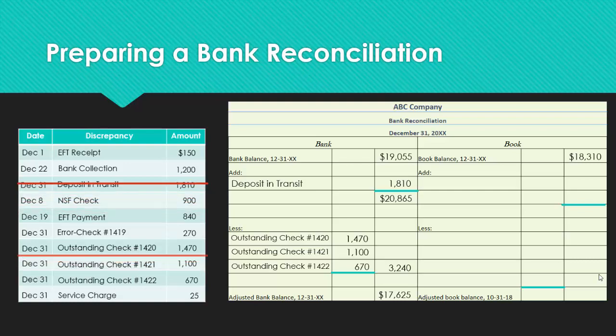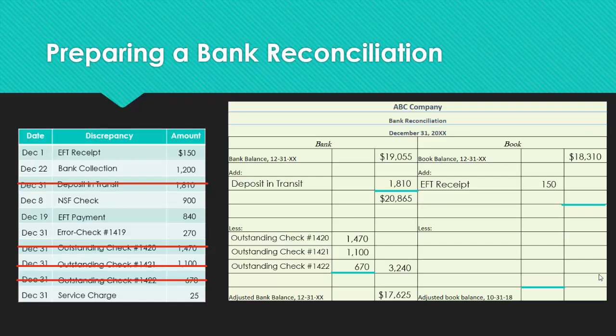Let's go through and cross off everything we used. We used the deposit in transit as well as all of the outstanding checks. We get to move over to our book side. We have the add side and the less side. So the add side is going to contain everything that the bank knew about that we didn't know about yet, which is going to increase our cash balance. So an EFT receipt sure sounds like it's going to increase our cash balance. So let's put that in for $150.